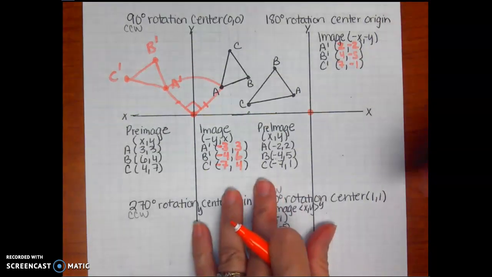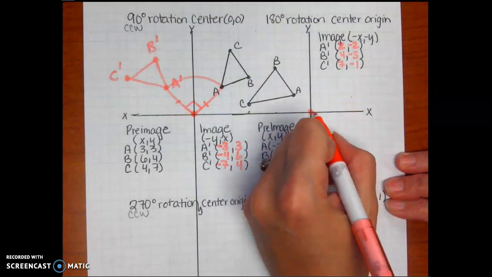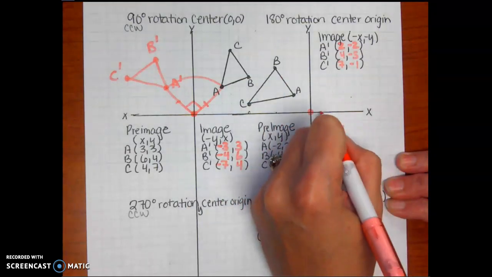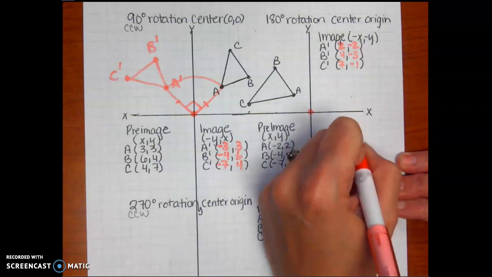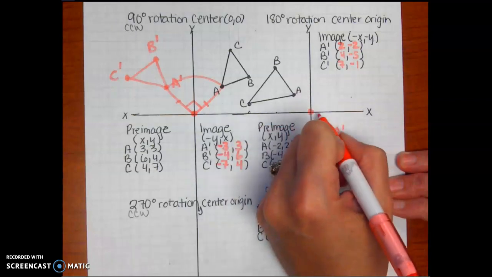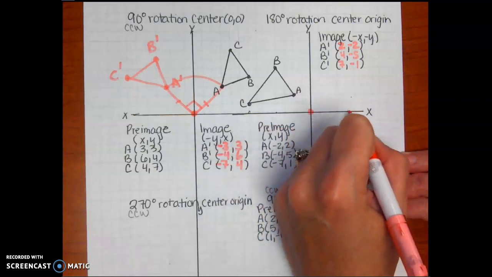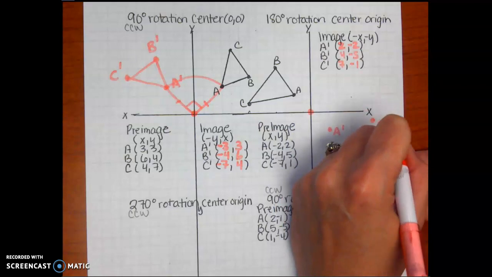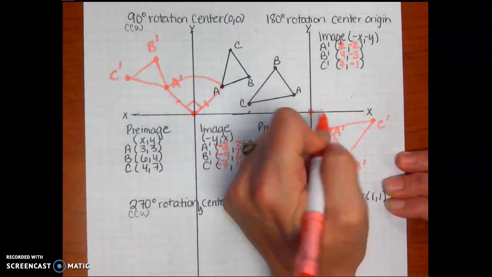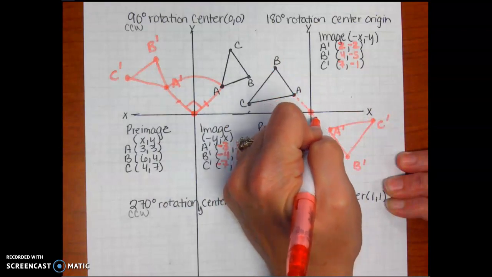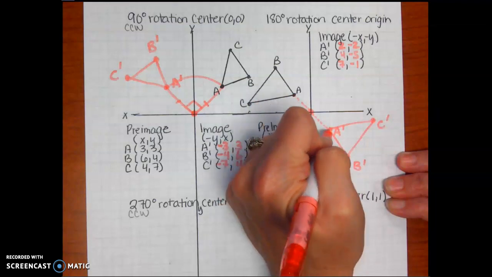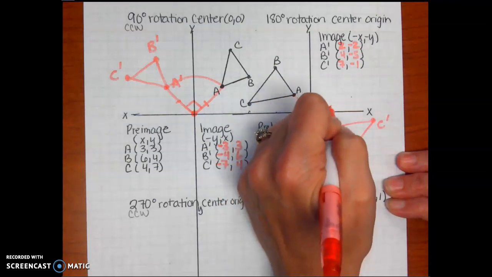And then I just need to graph the images. So 2, -2, there's my A prime. 4, -5, there's my B prime. And 7, -1, there's my C prime. And there should be a 180-degree angle between A and A prime, and I can draw a line from my A through my center to A prime, and that is 180 degrees.